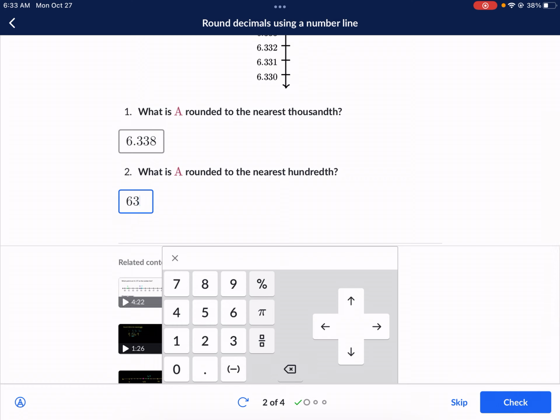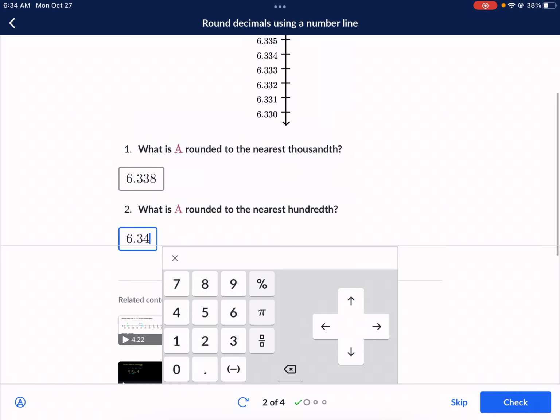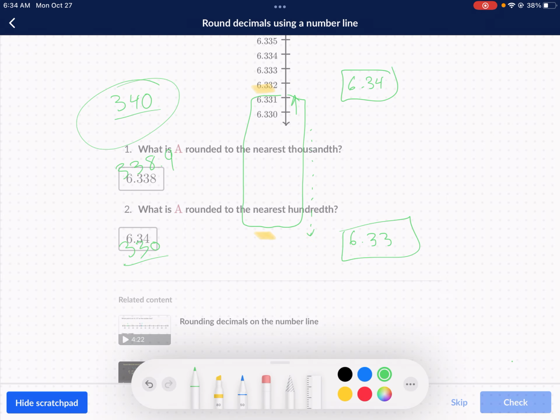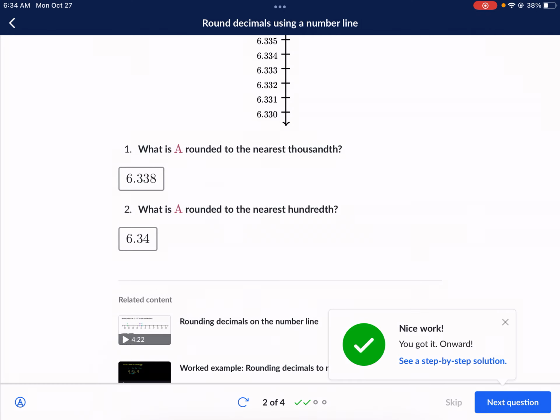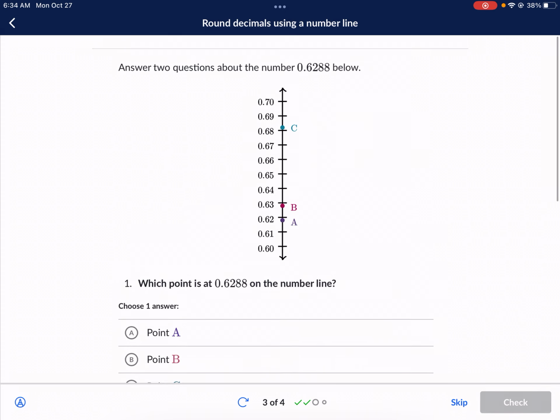Let's just understand it with the rules too. 6.34. Okay, so with the rules, if we're rounding to the nearest hundredth, here's our number, 6.338. We look at the number to the right of the hundredths, that 8. 5 and above, give it a shove. We're going to change that 3 to a 4 because it goes up. 6.34 is our answer.